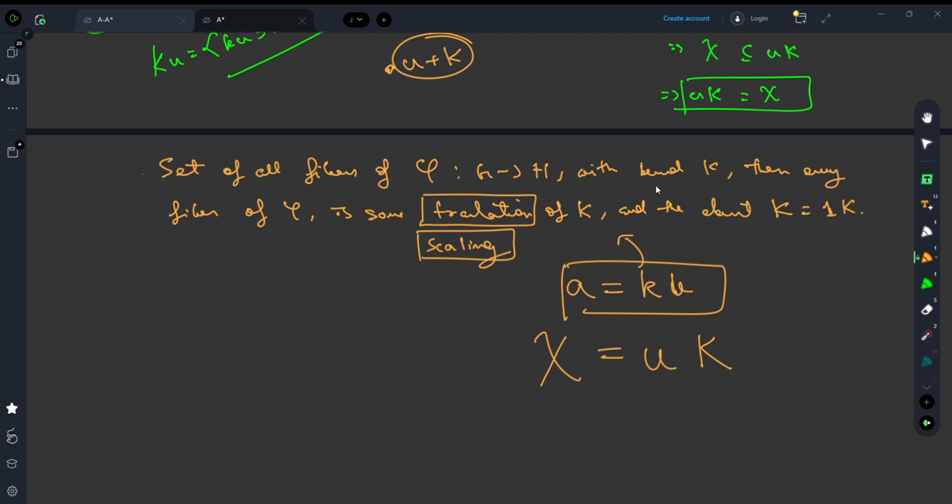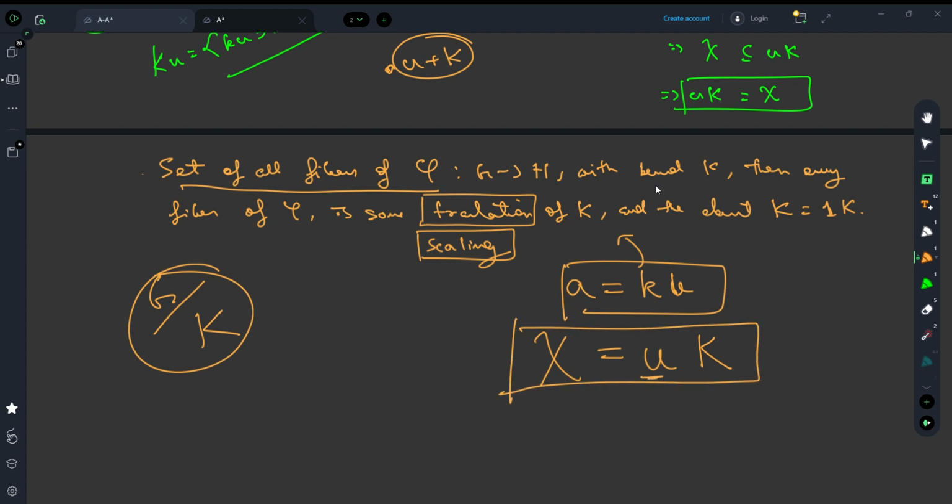If I choose any element out of G mod K, which is the notation we will now be using to denote the set of all fibers of phi, where phi is a group homomorphism, then it's in this form, where u is an arbitrary element from chi, to be precise. Are you getting my point?